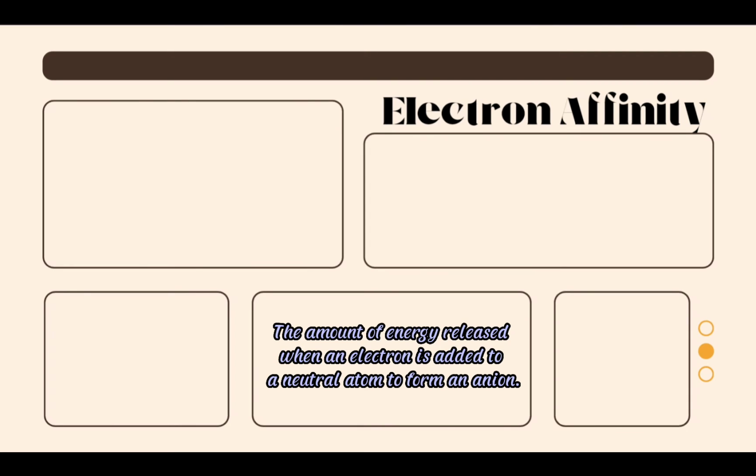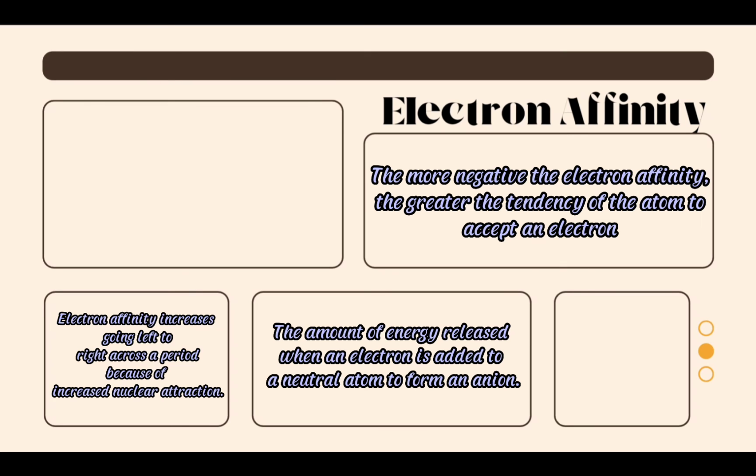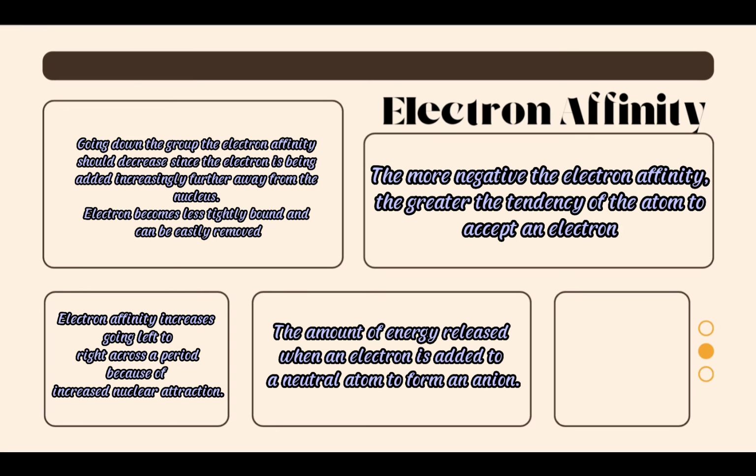Electron affinity is the amount of energy released when an electron is added to a neutral atom to form an anion. The more negative the electron affinity, the greater the tendency of the atom to accept an electron. Electron affinity increases going left to right across a period because of increased nuclear attraction. Going down the group, the electron affinity should decrease since the electron is being added increasingly further away from the nucleus. Electrons become less tightly bound and can be easily removed.